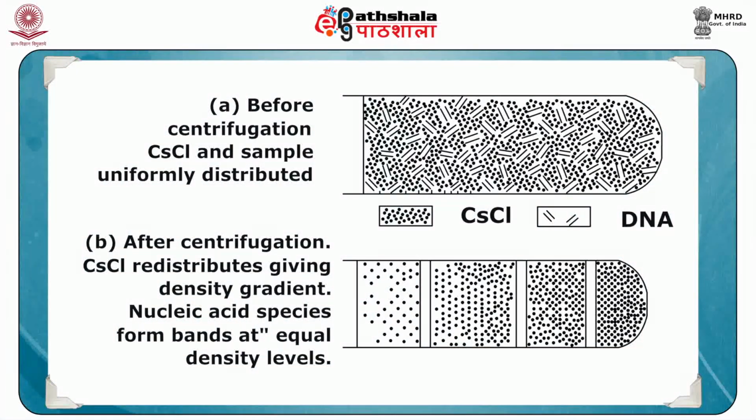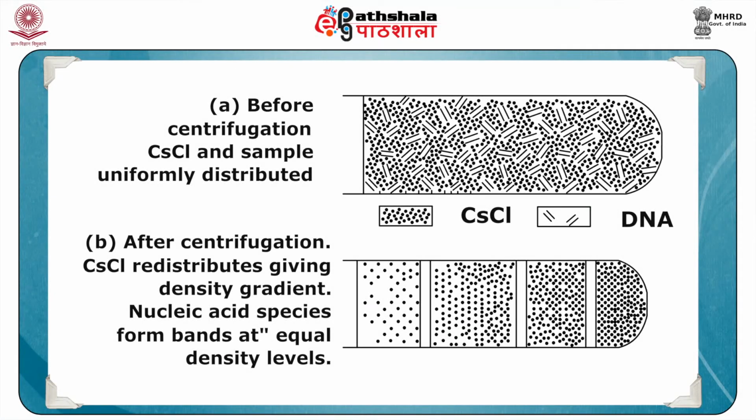Quite clearly, what happens during density gradient or isopycnic centrifugation? Before the sample has been centrifuged, it contains the DNA sample distributed in the cesium chloride solution. So, these are all uniformly distributed.